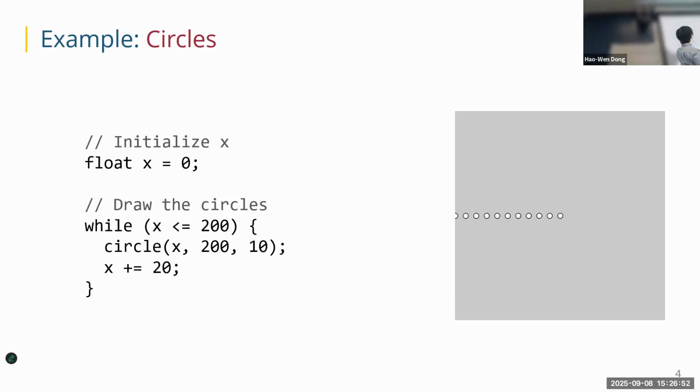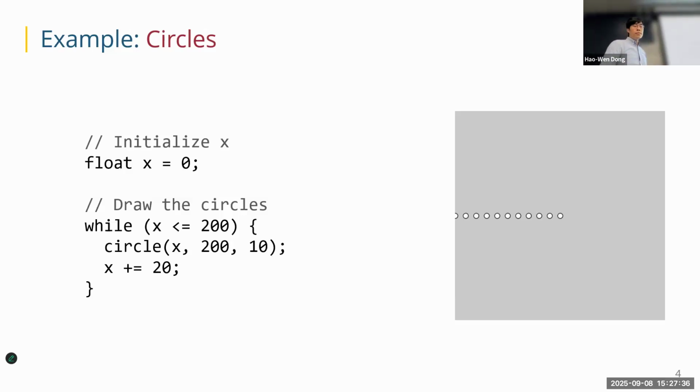Initially x is 0, and then you draw a circle at x 0, 210. 0 is less than 200, so you will draw this. And now you add 20 to x. Now x becomes 20. So now you check 20 is still smaller than 200, so you draw it, and then you keep doing it all the way until the last time when x is 200. 200 is still smaller or equal to 200, so you will draw it at the 200 point. But now x becomes 220. Then it no longer satisfies this condition, so it will break the loop.